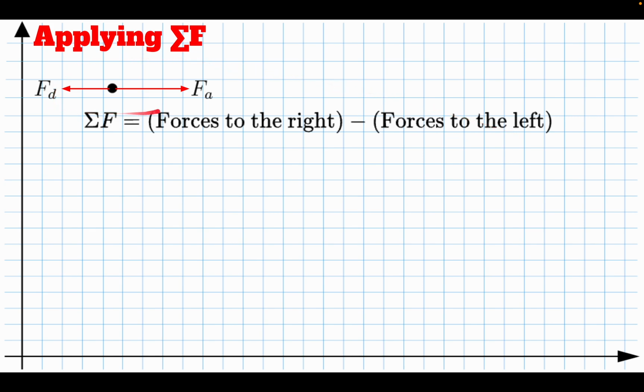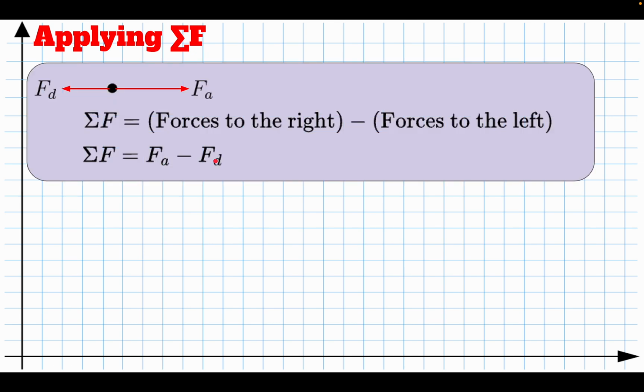For this problem, that means we take the force to the right, Fa, minus the force to the left, which is Fd. And so the net force for this problem will be written Fa minus Fd. That's the net force. Okay, so that's a horizontal problem. What if you had a vertical problem? Suppose I have a tension, F of t, going up, and I have a weight, F of g, going down. What does it mean to apply Newton's law to this problem?